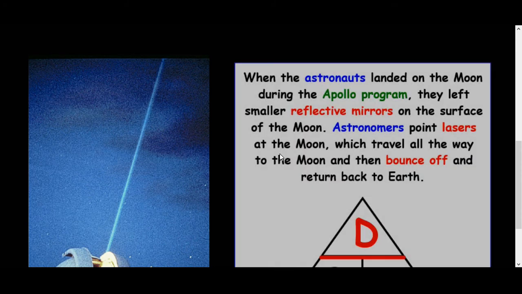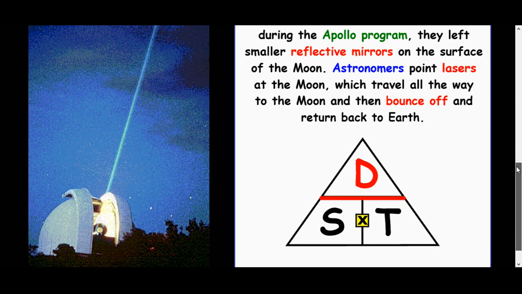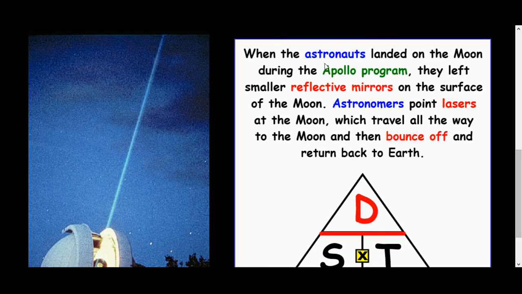Now they can use this information to work out how far away the moon is, because they know that the laser travels at the speed of light. They know what the speed of light is. So you've got the time it takes, and you've got the speed of light, and you can work it out using your normal speed distance time triangle. When astronauts landed on the moon during the Apollo program, they left smaller reflective mirrors on the surface. Astronomers point lasers at the moon, which travel all the way to the moon and then bounce off and return back to the Earth. They time this process, and they use the speed of light, and they can work out the distance to the moon.